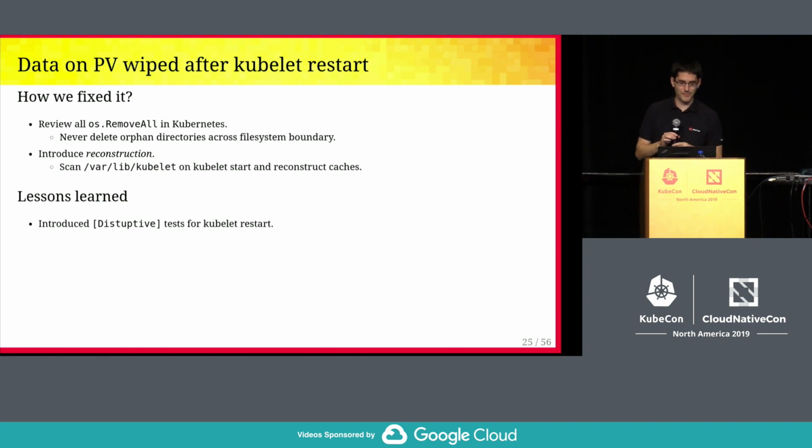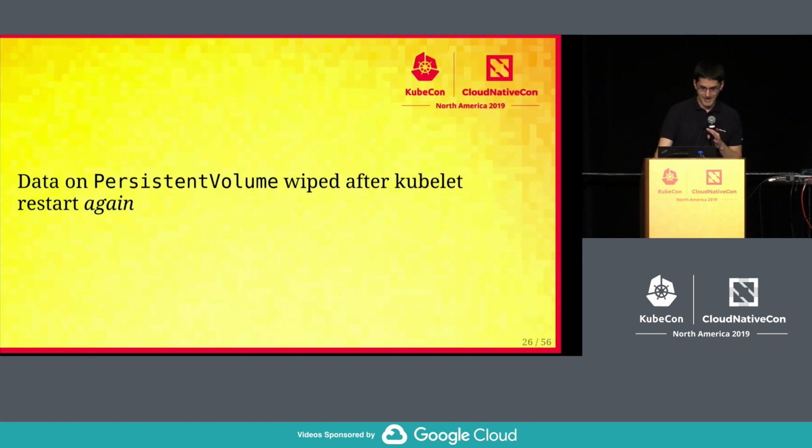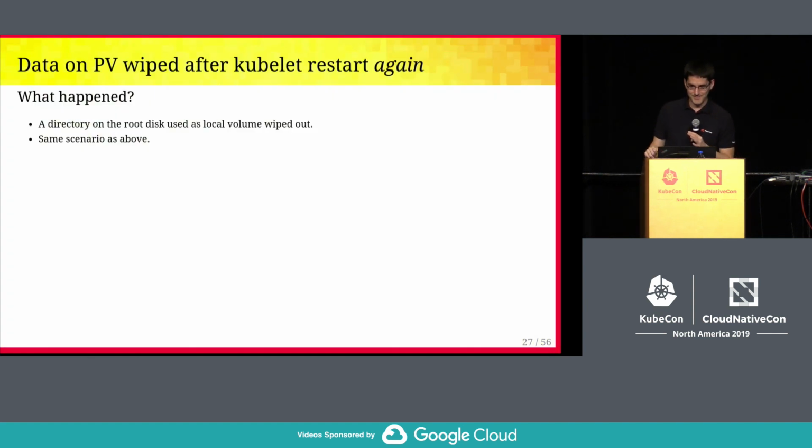OK, so we run the disruptive tests that test exactly this scenario. So we have our safety check, never cross a file system boundary when removing data. We have the reconstruction. Before the bug is gone, until it happened again. So how was it possible? The scenario was completely the same as before. Kubelet was down for some reason. Something deleted the pod, new Kubelet started, and wiped the data.